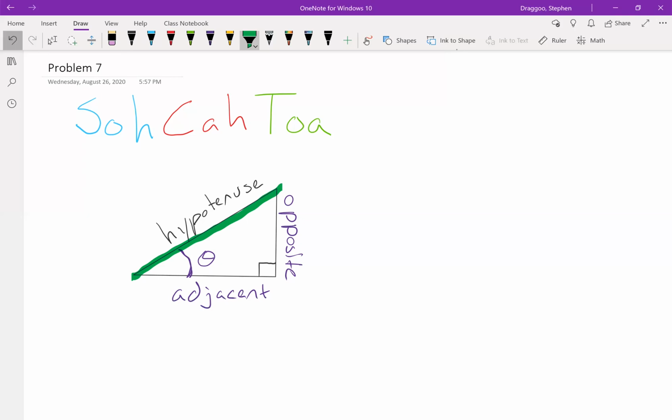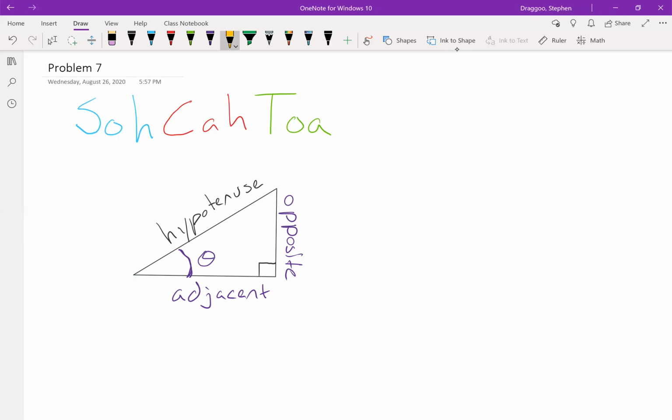Now the other two sides are going to be in relation to the angle that I'm talking about. The side that is opposite my angle, we're going to call the opposite side. And the other side that connects to the angle we'll call the adjacent side.